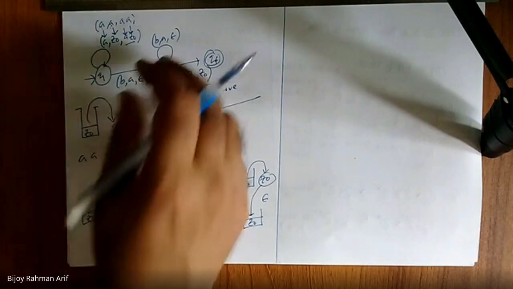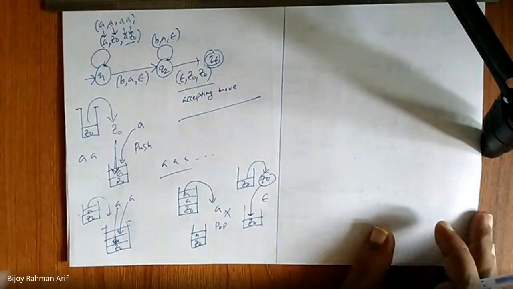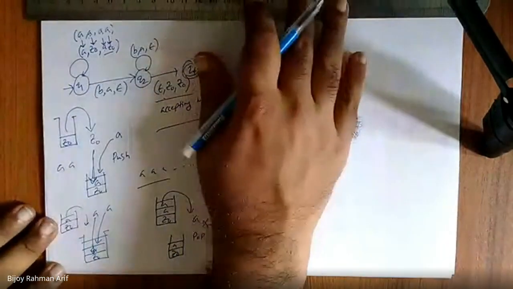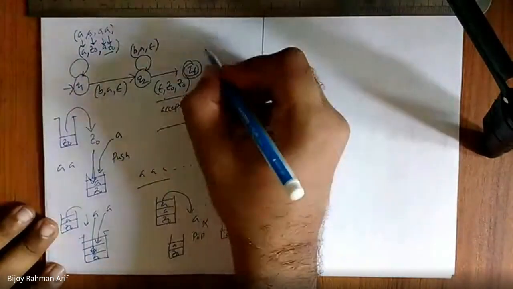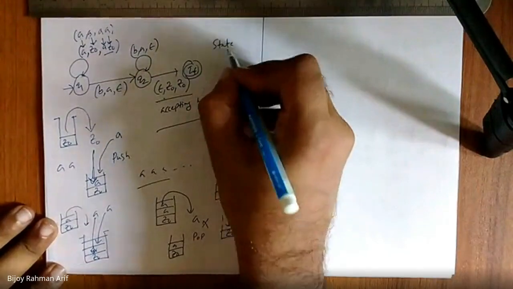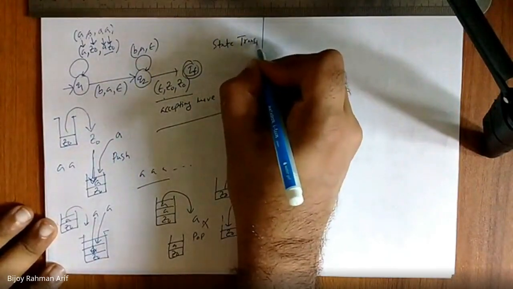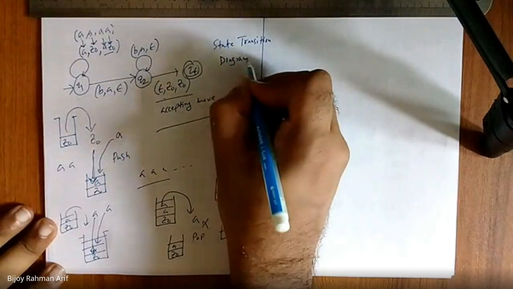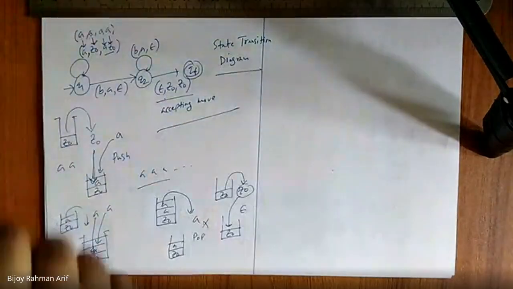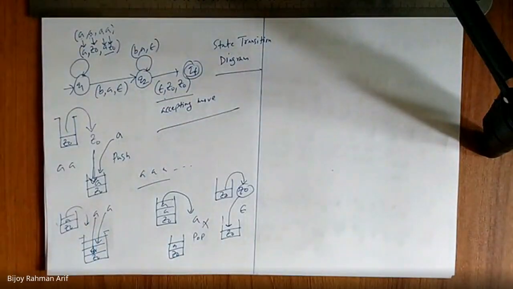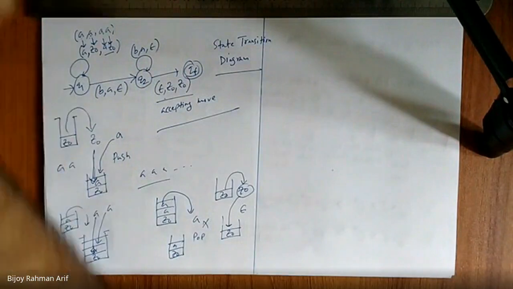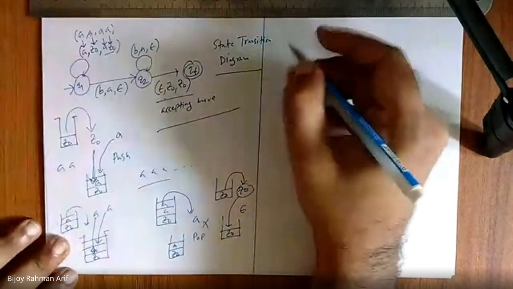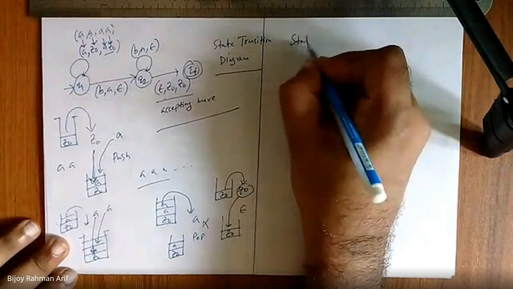Okay, this thing can be represented in another way. So it is nothing but a state transition diagram. And it is very clear cut and easy to understand. But there are some other ways you can represent it. What is that? State transition moves.